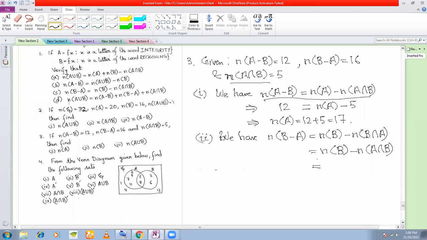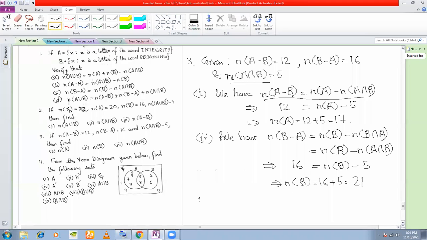So now put the values here. Cardinality B minus A is how much? 16. Cardinality B you need to find out, and cardinality A intersection B you know. So that means cardinality of B is 16 plus 5, which is equal to 21.